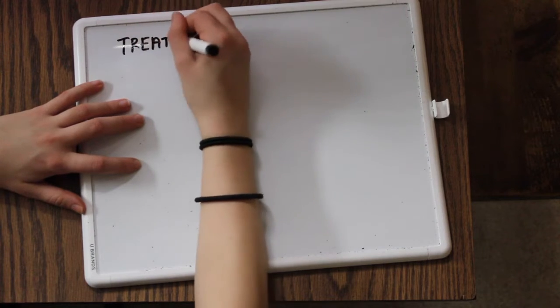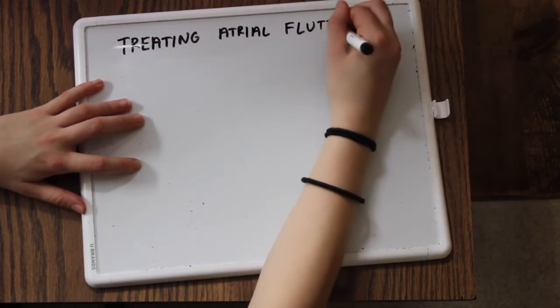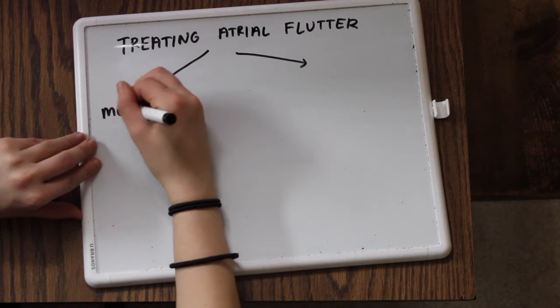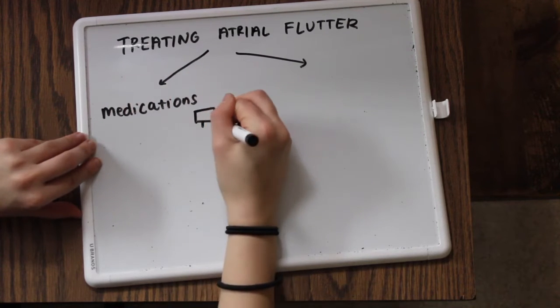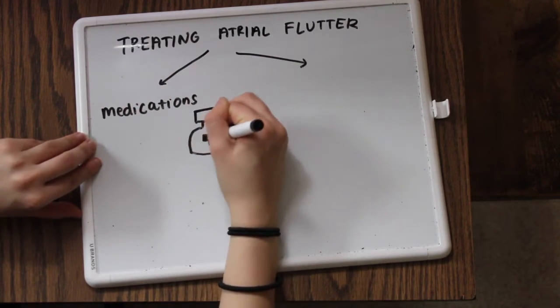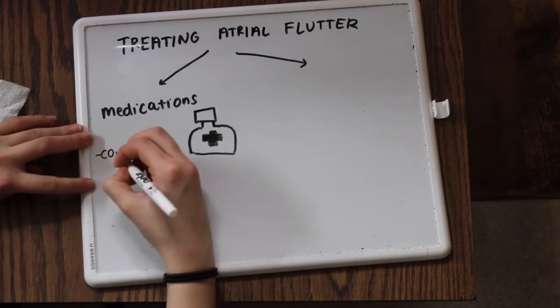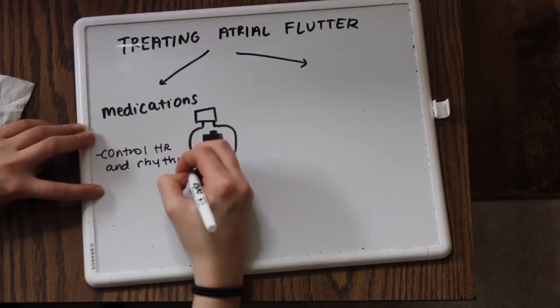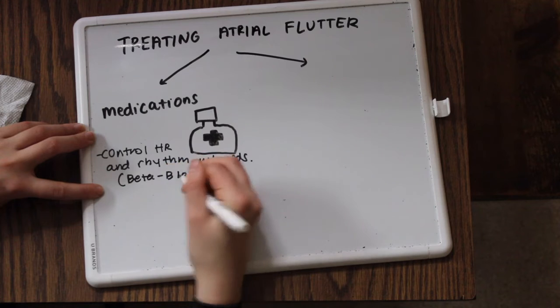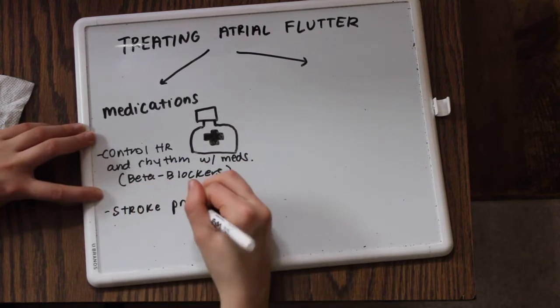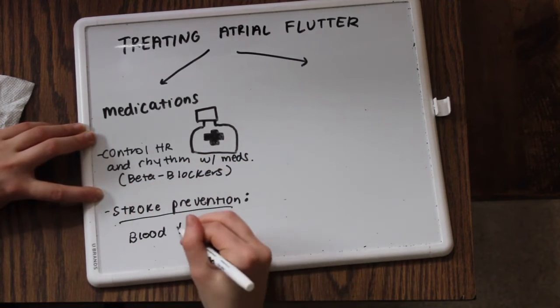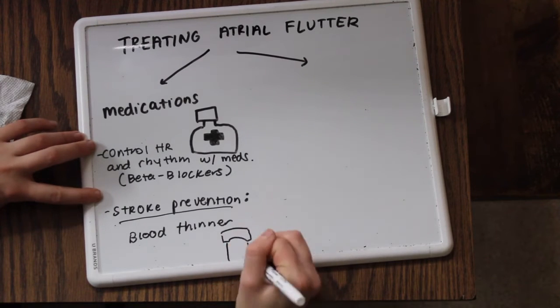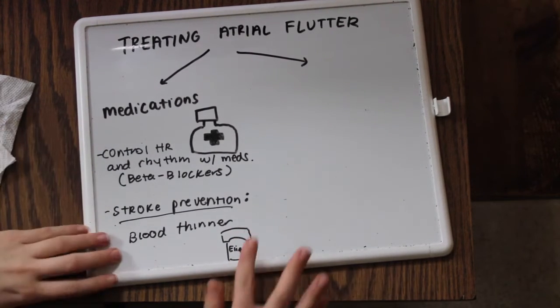There's two routes of treating atrial flutter, and it depends on your medical condition and your preferences and the provider's advice. The first is the medication route. You can be prescribed medication to control your heart rate and rhythm to decrease burden of atrial flutter, often things like beta blockers. And you're also prescribed stroke prevention. This is a blood thinner to prevent your risk of stroke, which is higher in patients with atrial flutter.